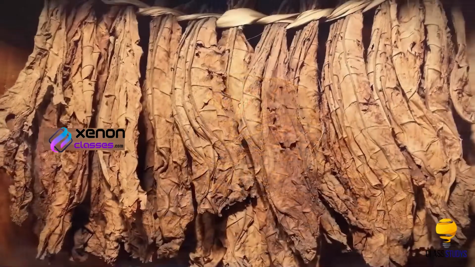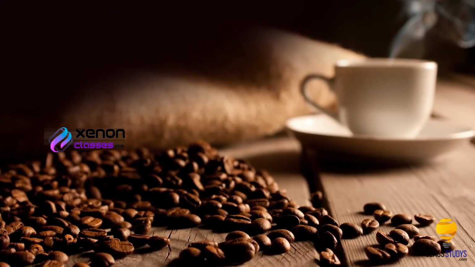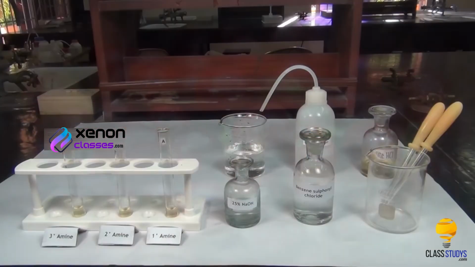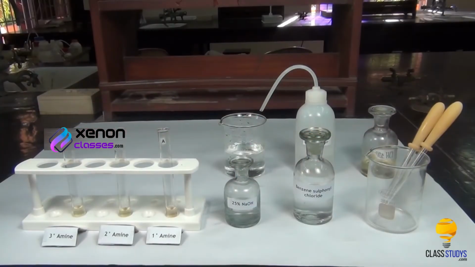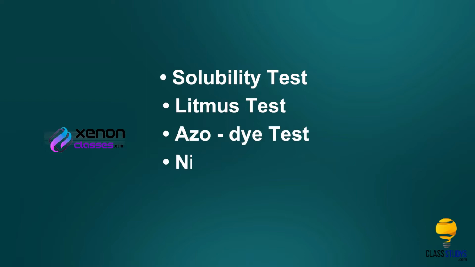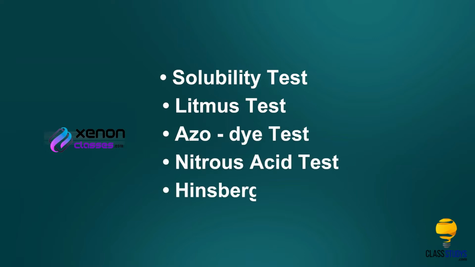Nicotine present in tobacco leaves and caffeine present in seeds of coffee plants are amine-containing compounds. Our aim here is to identify amines using some simple tests. They are the solubility test, litmus test, azo dye test, nitrous acid test, and Hinsberg test.